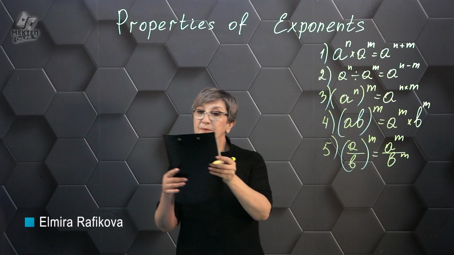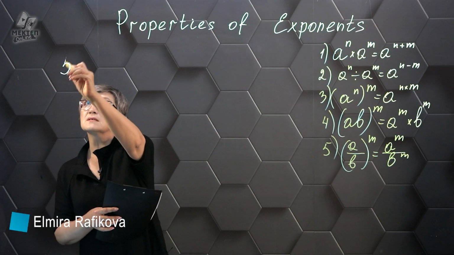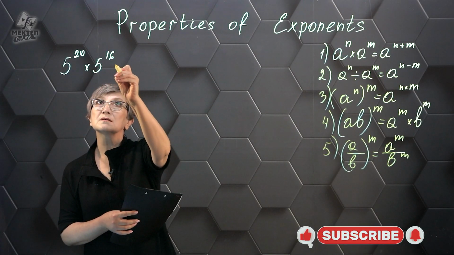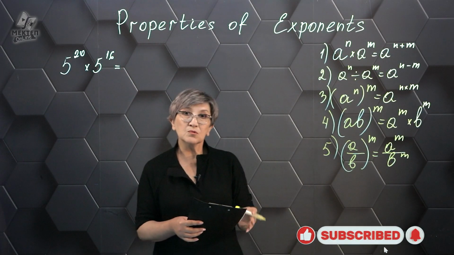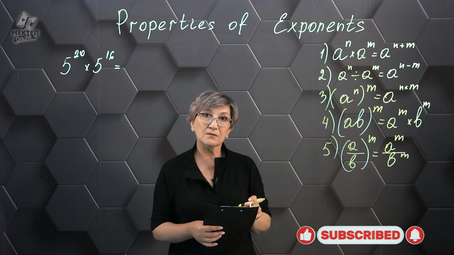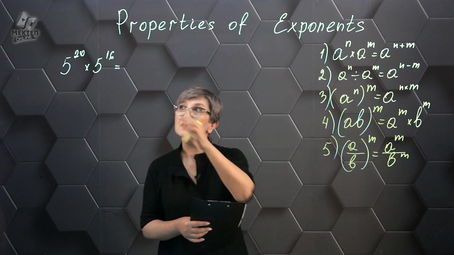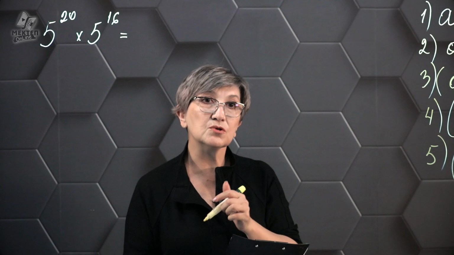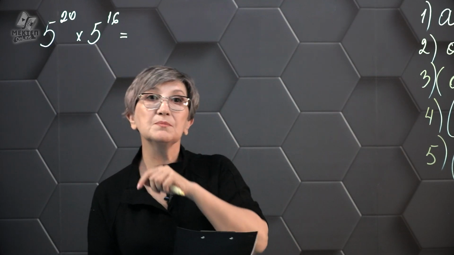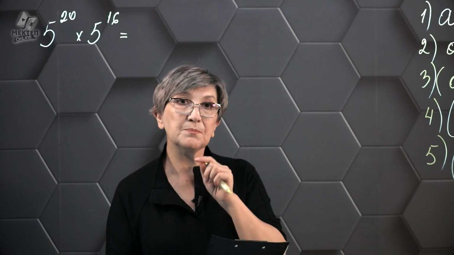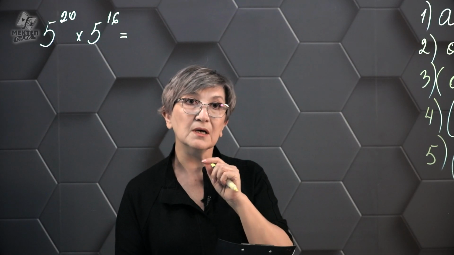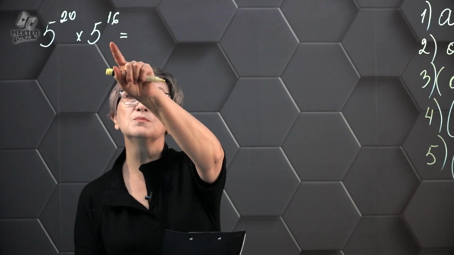First example: 5 to the power of 20 multiplied by 5 to the power of 16. We need to find the value of this expression. As you can see, we will not be calculating 5 to the 20th power, as that would be a very large number, and 5 to the power of 16. So we will write this answer as a number to some power. We're going to apply properties to do that.